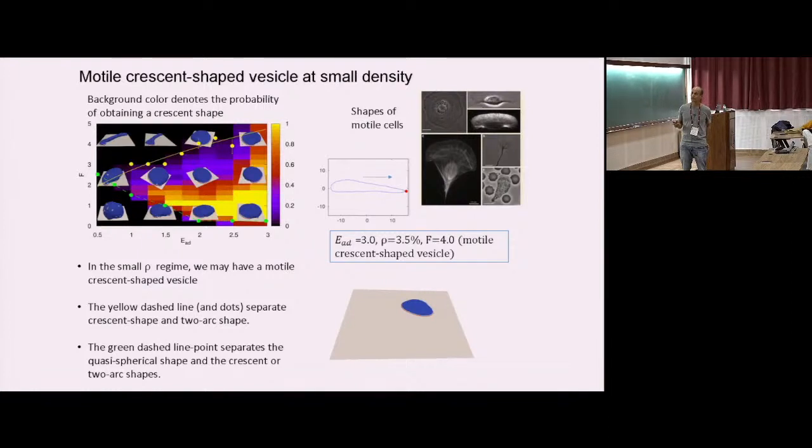But apparently, if you go to a different regime from where we were, which was low adhesion energy and high force, you actually reduce the force and increase the adhesion energy, you can get into this regime where the color code shows you the probability of finding another shape. And this other shape has all of the proteins in a single arc on one side. So if all of the proteins are on a single arc on one side, the force is not balanced anymore like in the case of the two arcs, and the system should be actually moving.